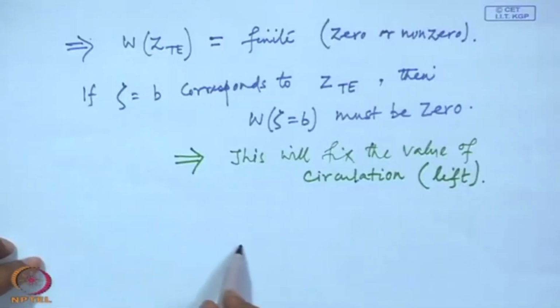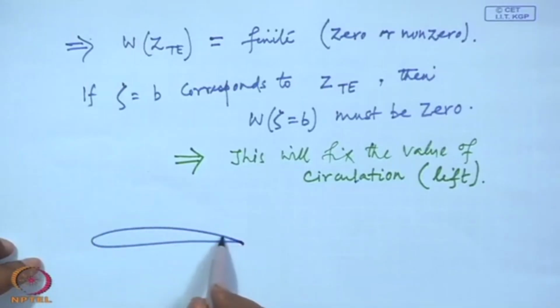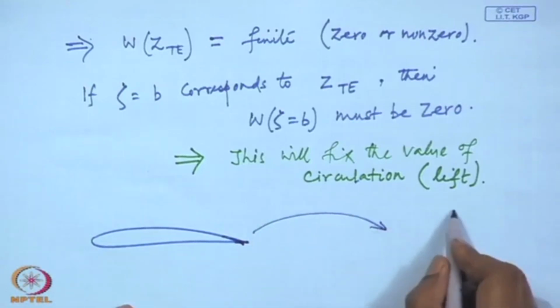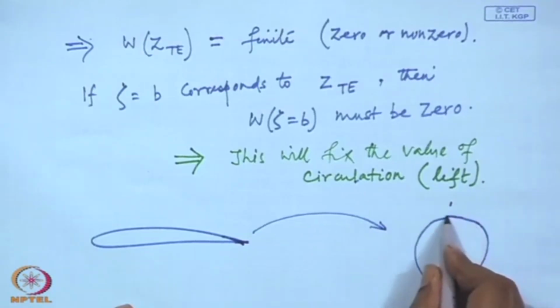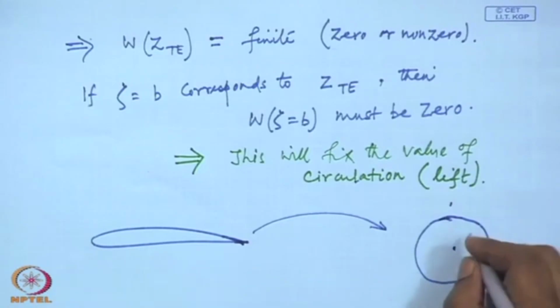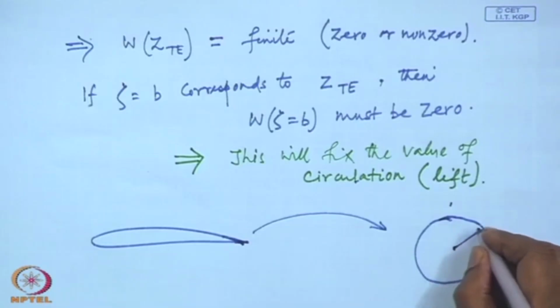Okay, now let us consider then this transformation, and let us see what happens to first of all the value of circulation, so that we can complete our complex velocity first. Let us consider we have this Zhukovsky airfoil which is transformed to a circle. So, this is the center of the circle and this is its radius.